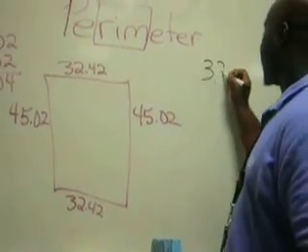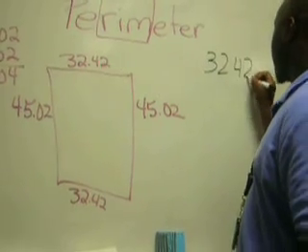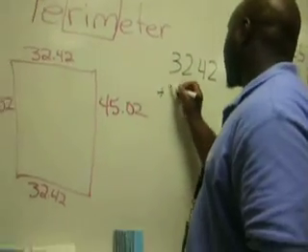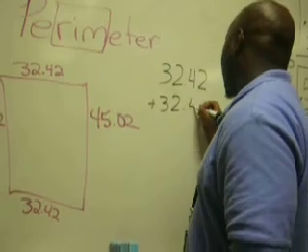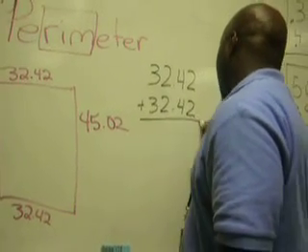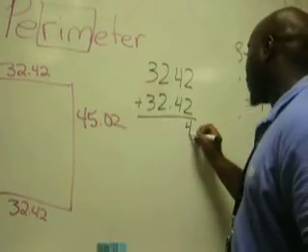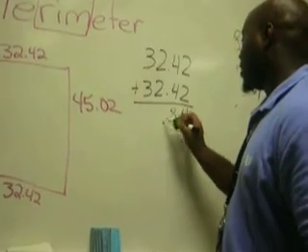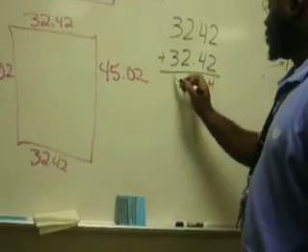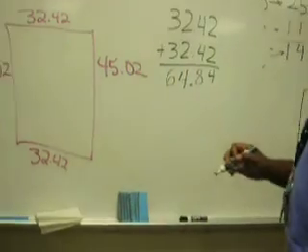So we have 32 and 42 hundredths and 32 and 42 hundredths. So I'm going to add these together. That's 4. That's 8. That's 4. That's 6, so that's 64 and 84 hundredths.